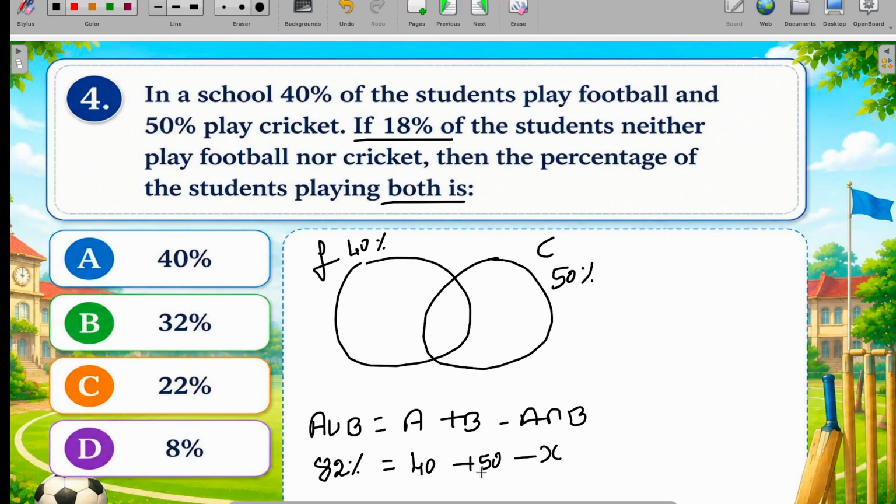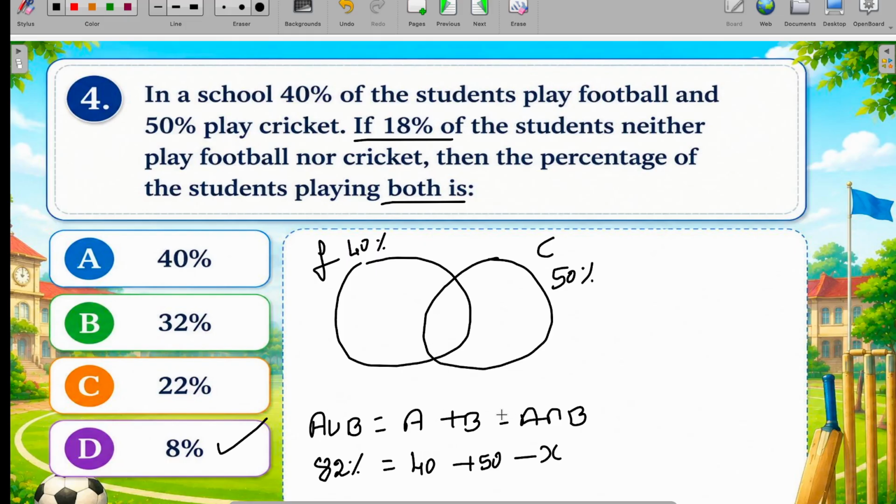Then 40 plus 50 is 90. 90 minus 82 gives 8 percentage. So your answer will be 8 percentage play both the games. Okay, 8 percentage play both the games. Like that we can solve this question. Simple way. I hope everyone is clear.